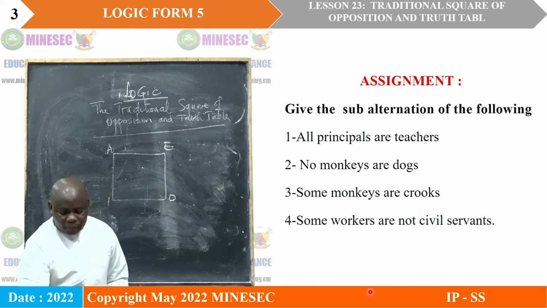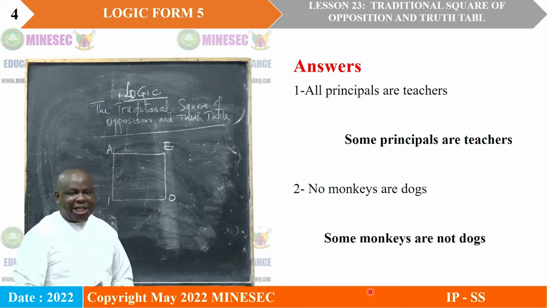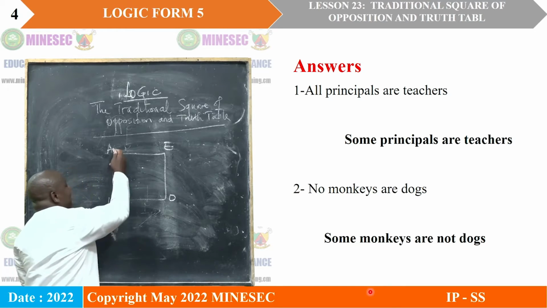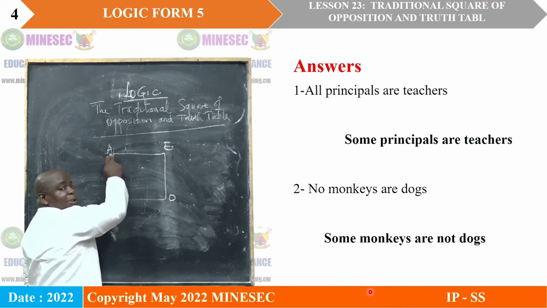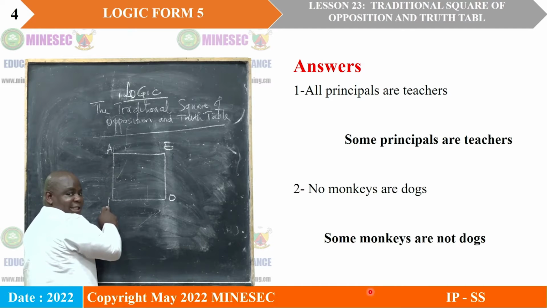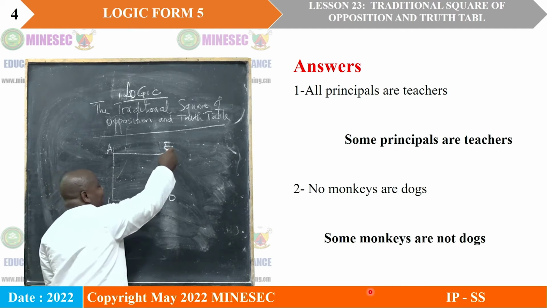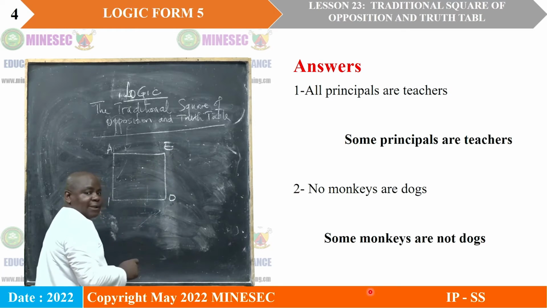So, what do we have as our answer? All principals are teachers, so our answer will be some principals are teachers. Also, no monkeys are dogs, so some monkeys are not dogs. E goes to O as well as O goes to E proposition.